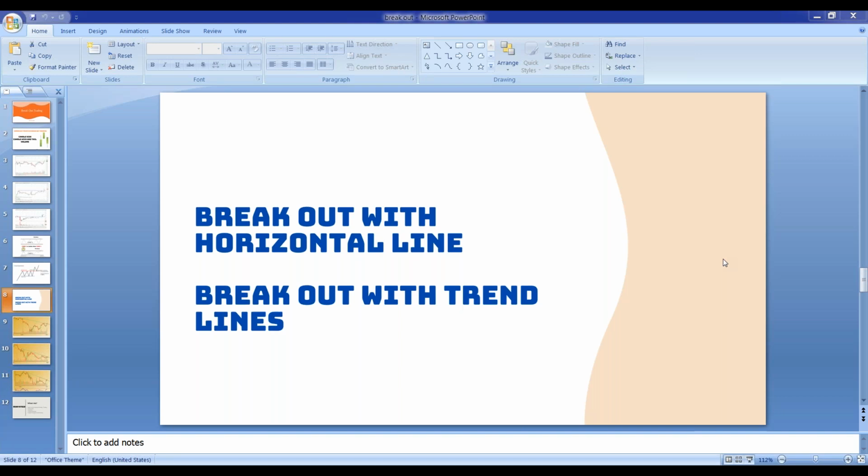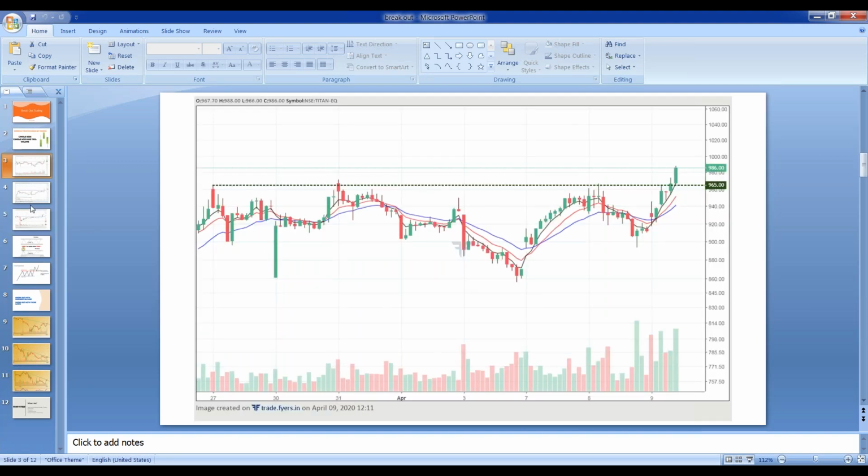One of the logics I had told you is that there should be a minimum of 3 touch points, the maximum can be anything. Then this resistance can be drawn in two ways. One way is horizontal resistance, another way is trend line resistance. Now, if you have noticed, all the three images I had shared have horizontal resistance.